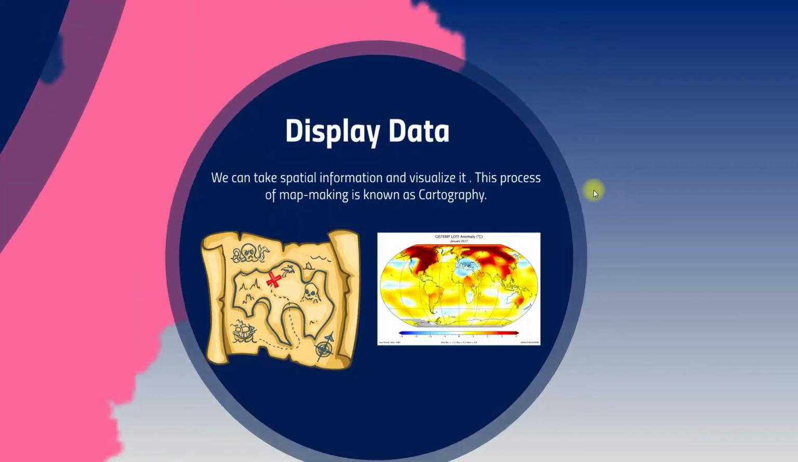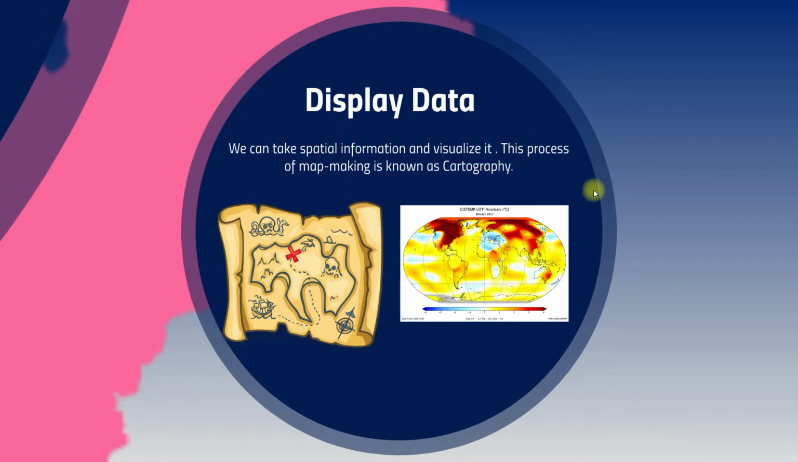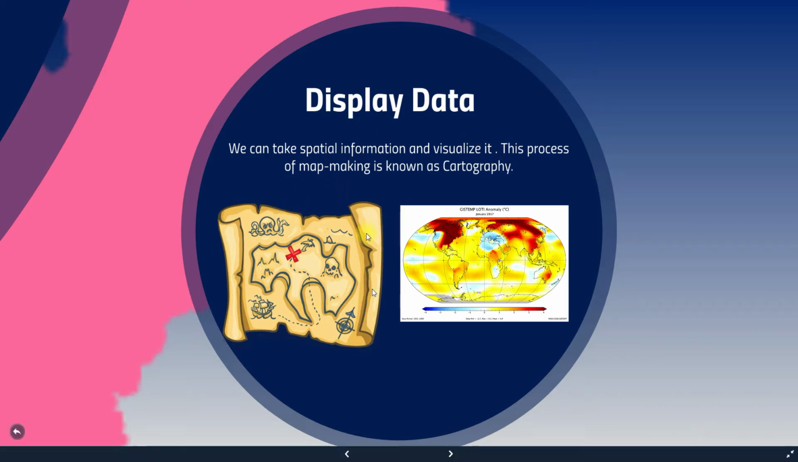So let's move on. Displaying the data: we can take the spatial information and visualize it. This process of map making is known as cartography. So by cartography, we display the data. Previously we had that data, and nowadays we have changed it into cartography. By using cartography, we are displaying the data, right?